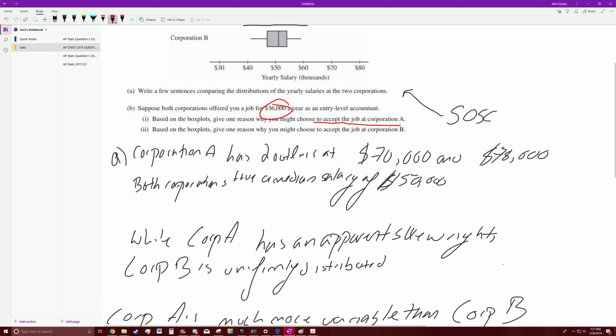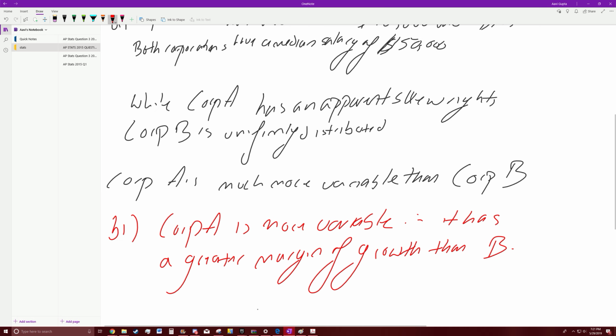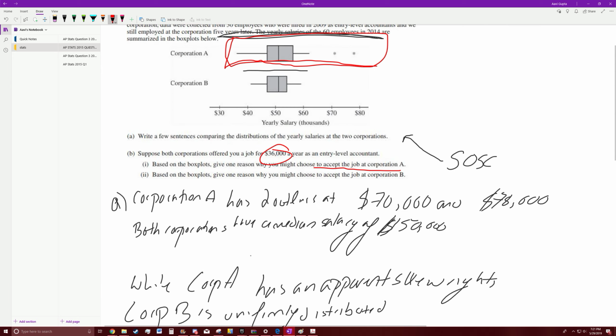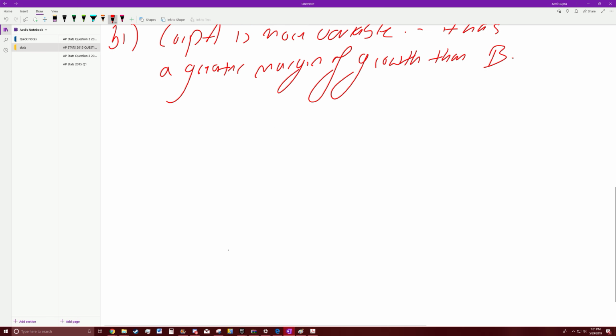Alright, now let's scroll up. Why might I choose a job at B? Well, similar to the final sentence in part A, Corp B is uniformly distributed. So I can say B2, sorry, B-II.